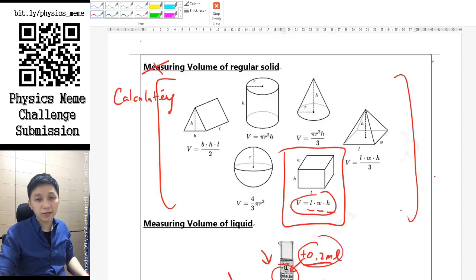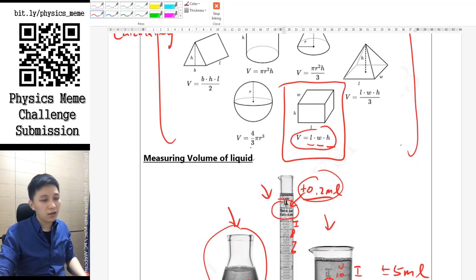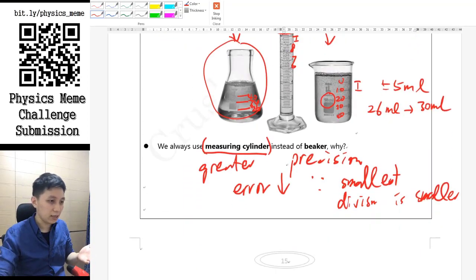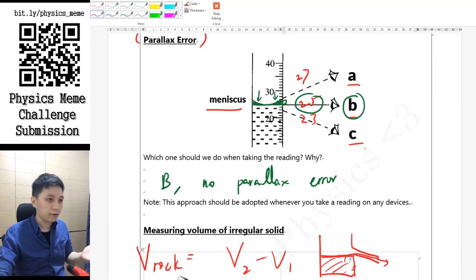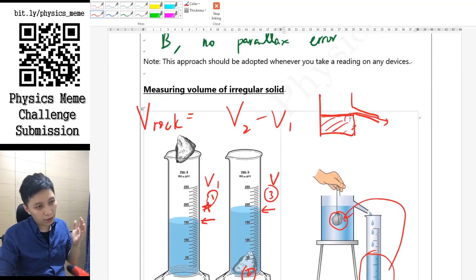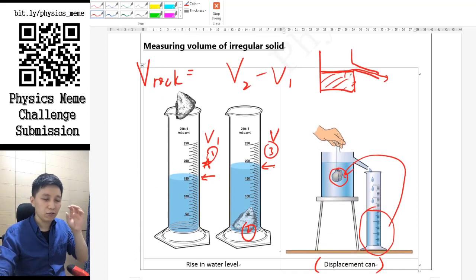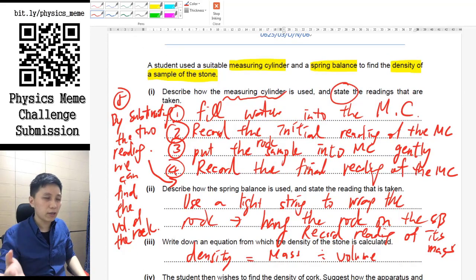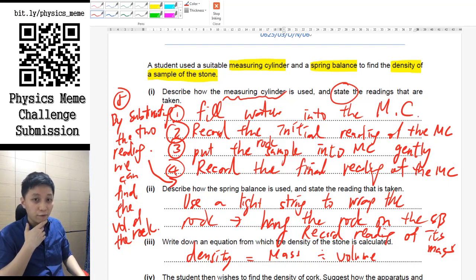So as a summary, in this video, we learned about how to measure the volume of a regular solid, which is not really recommended. We also learned how to measure the volume of a liquid using a measuring cylinder. And then we talked about parallax error, how to take the reading. And then we talked about how to measure the volume of the irregular solid by using the displacement method. All right. And if you are wondering what happened to the volume of gas, then that will be way more complicated, and we may cover that in the future.